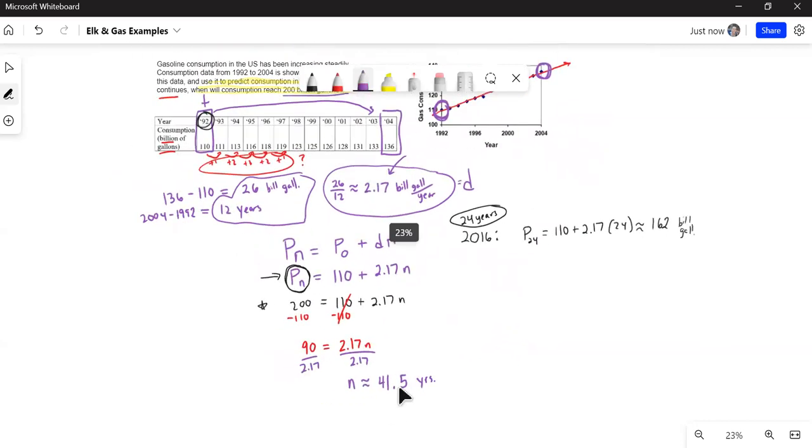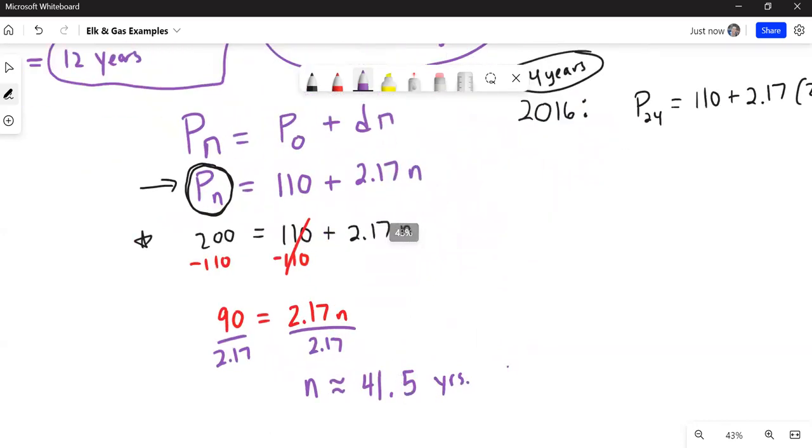Now, remember that this is years from 1992. So if we want to make it a little more real, we take 1992 and add 41.5. So it'd be the year 2033.5. What does that mean? It just means about halfway through the year 2033, around June. I hope this helps you see how these two problems can be worked out in detail.